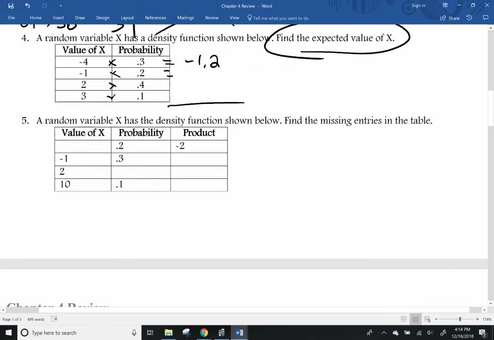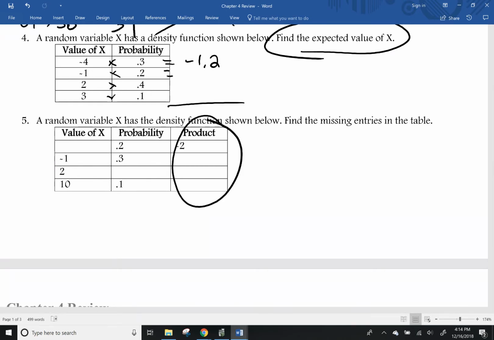Number 5 is like the same thing as number 4, but it has a column over here for those products already. This one didn't have that column built in, but it's okay. And you're just going to fill it in. So remember, the value of x times the probability equals that product. So if you already know the product is -2, then you can take, for instance, on this one, -2 divided by 0.2, and that'll help you find out whatever value goes in that first box there.